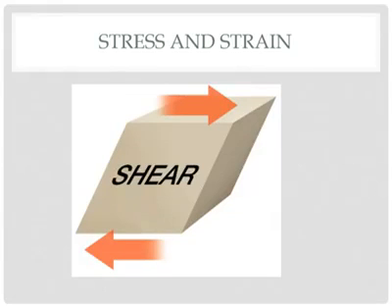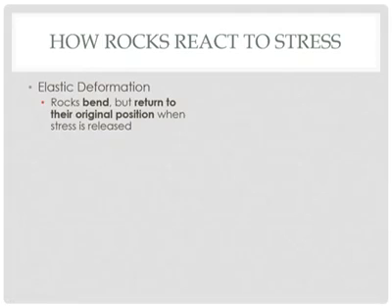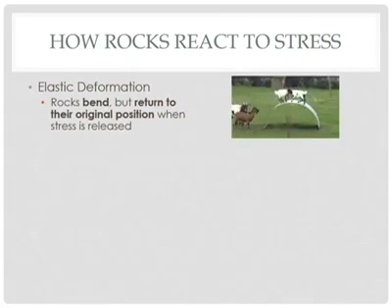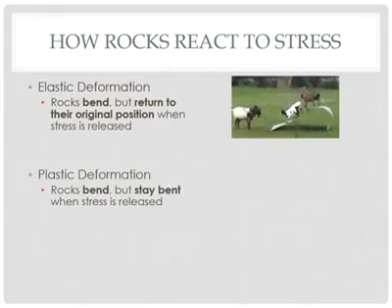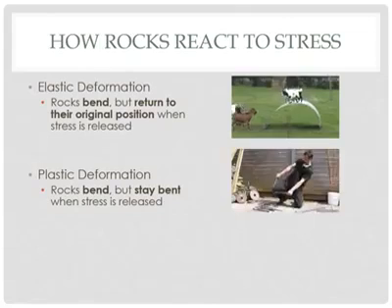Now, the type of deformation. So rocks are going to react to stress. Now there's three ways rocks can react. In one, we have elastic deformation. So if you think of like elastic waistbands on your pants, right? The rocks are going to bend but return to the original position when stress is released. So here's a GIF of some materials deforming elastically. Notice it pops right back into that same position and that same shape every single time when one of the little goats hops off. In plastic deformation, the rocks bend, but they stay bent when stress is released.